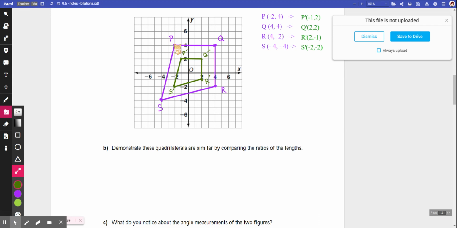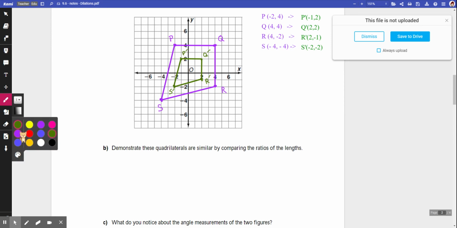So the original figure, PQ, this length here is 4. This, not 4. This length here is 6. And this length here is 6. With horizontal and vertical lines, you can just count the boxes out. But for a diagonal line like this, you're going to need the distance formula.